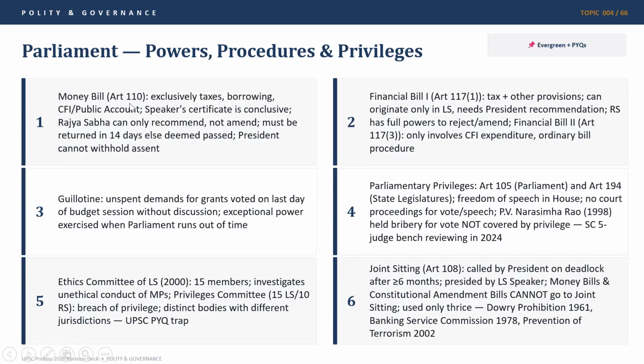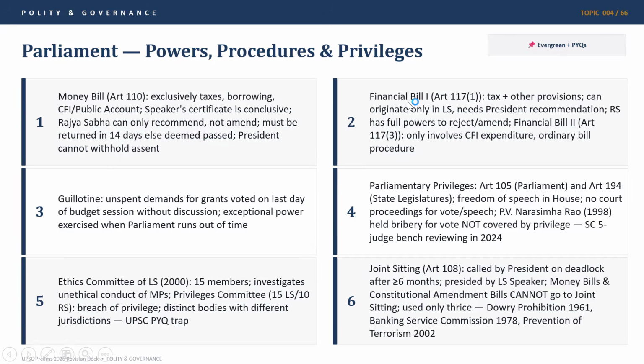So, Money Bill, Article 110, deals exclusively with taxes, borrowing, Consolidated Fund of India, public account. Speaker's certificate is conclusive here, very important. And Rajya Sabha can only recommend, not amend. It must be returned in 14 days, otherwise it is deemed passed. So, Rajya Sabha does not have amending powers here, and if they do not return the bill within 14 days, it is deemed passed. President cannot withhold assent to it. So, in a Money Bill, the Speaker's certificate is conclusive, and the President has to give assent.